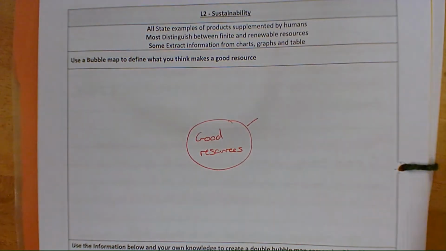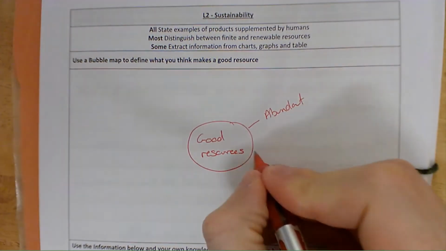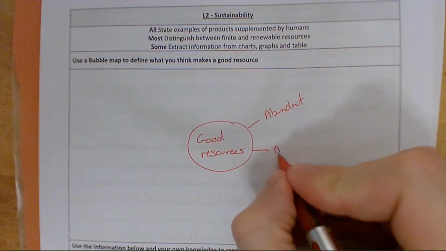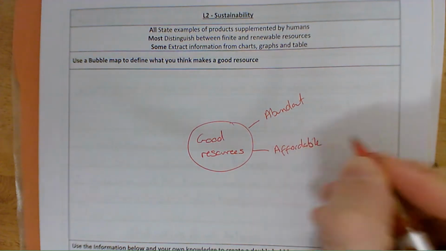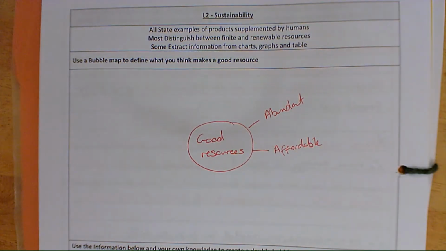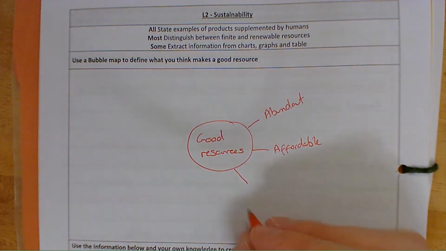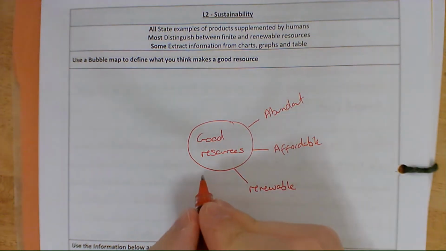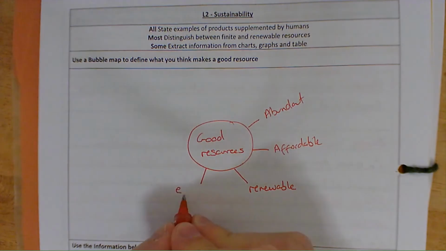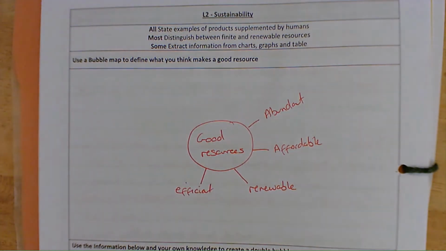So some things we could consider properties of good resources. First of all, it needs to be easy to obtain, so it needs to be abundant. Preferably, it needs to be affordable. Not necessarily cheap, but definitely affordable. Preferably, it would be renewable, as opposed to being finite. We'd quite like it to be efficient, especially if we're talking about a fuel. We want quite a lot of energy. If it's inefficient, then it wouldn't be a particularly good energy resource.